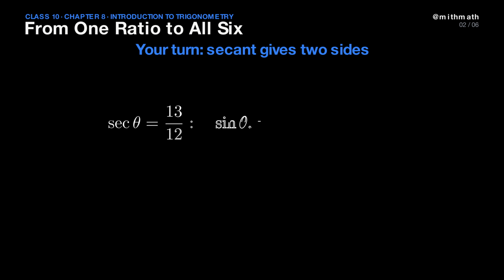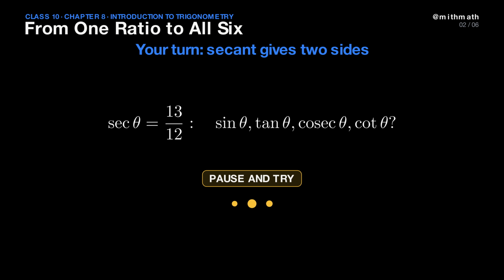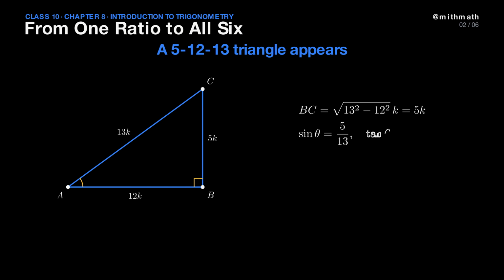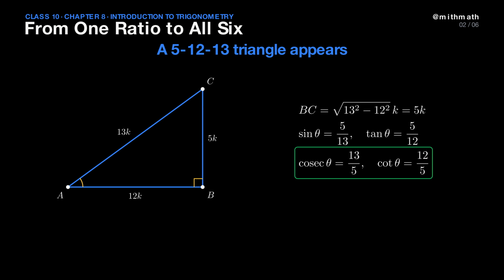Treat secant as hypotenuse over adjacent, complete the triangle, and find the other ratios. Secant 13/12 gives hypotenuse 13k and adjacent 12k. The missing side is 5k, producing the remaining ratios.